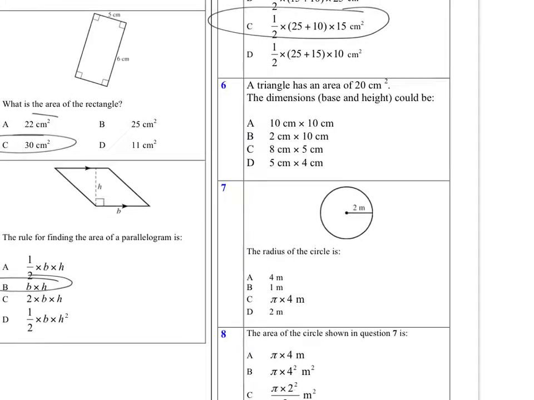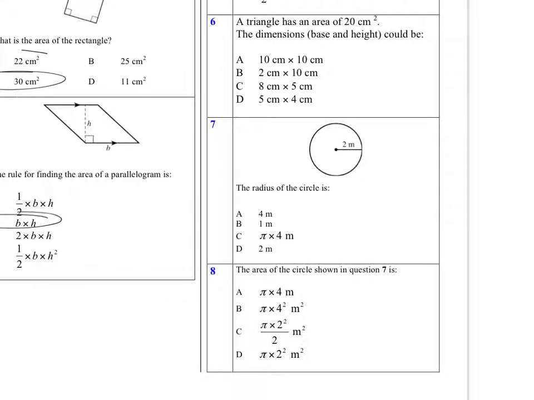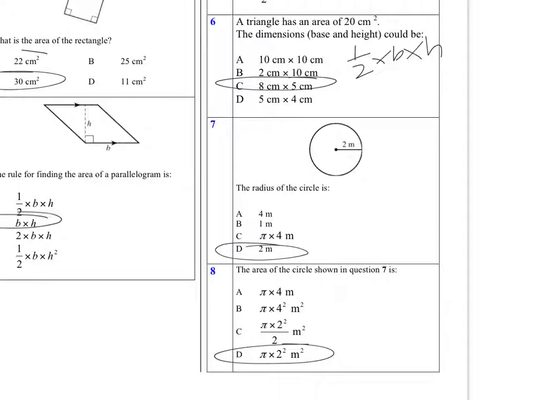Now, a triangle has an area of 20. Now, triangle is half times base times height, so we need something, when you times it by half will get you 20, so it's actually going to be 40. What are the two numbers that times together for 40? That. The radius, centre to the edge, obviously is 2. The area of a circle, pi r squared, so therefore pi times 2 squared.